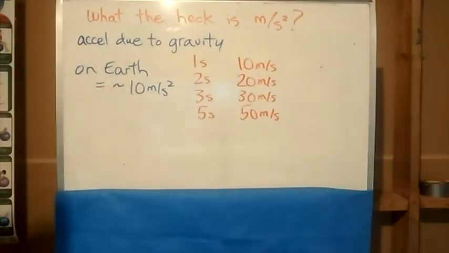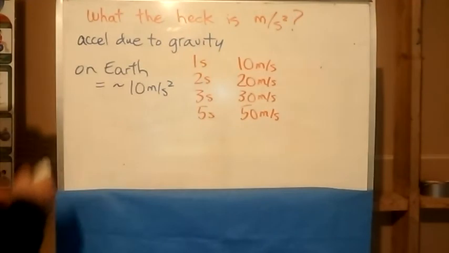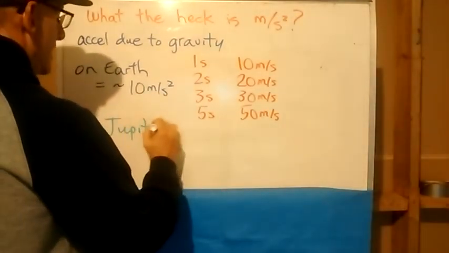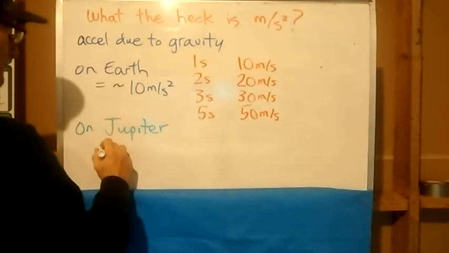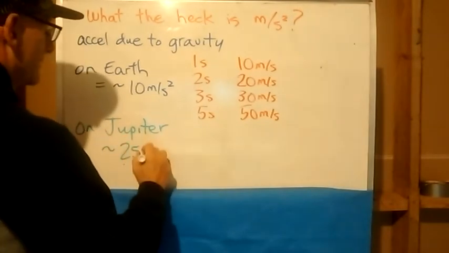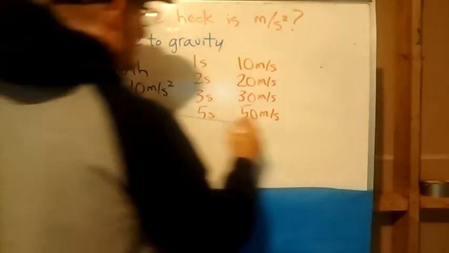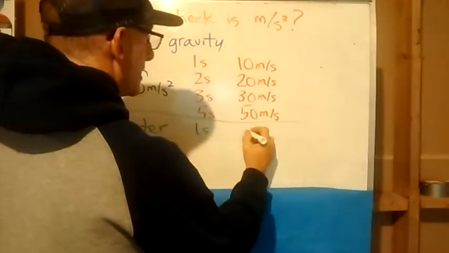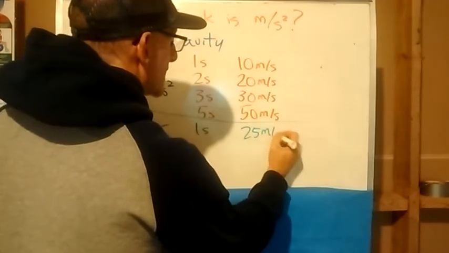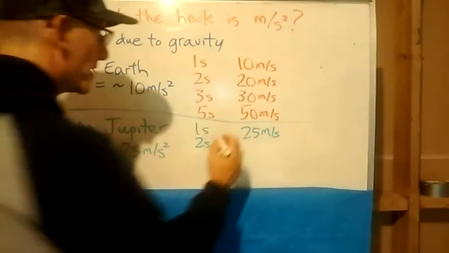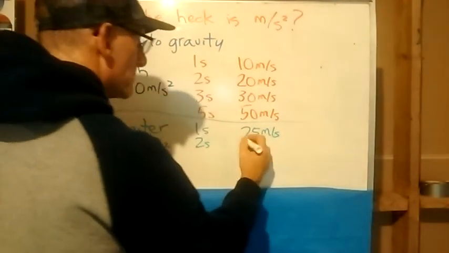If it was on Jupiter, though, and I'll do Jupiter in green, they have an acceleration of roughly 25 meters per second squared. So if it was on Jupiter, after 1 second, it would be going 25 meters per second. After 2 seconds, it'd be going 25 plus another 25. So it'd be 2 times 25.